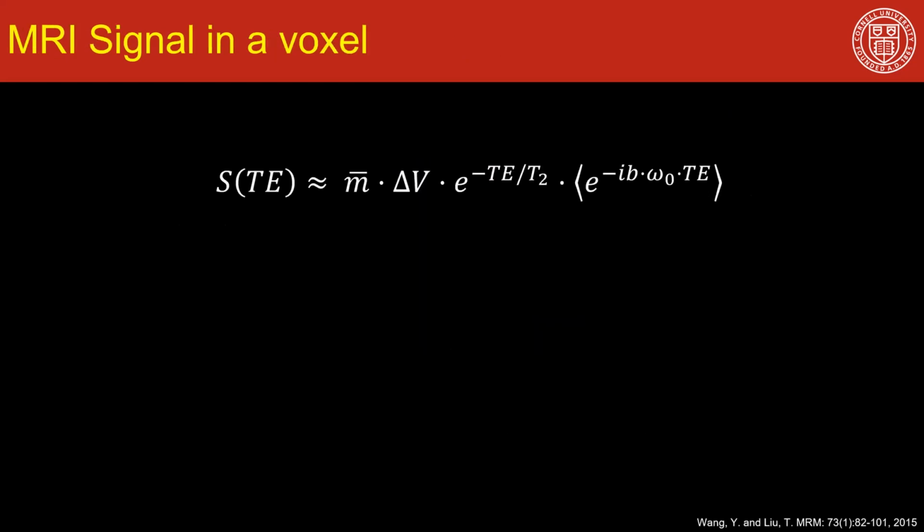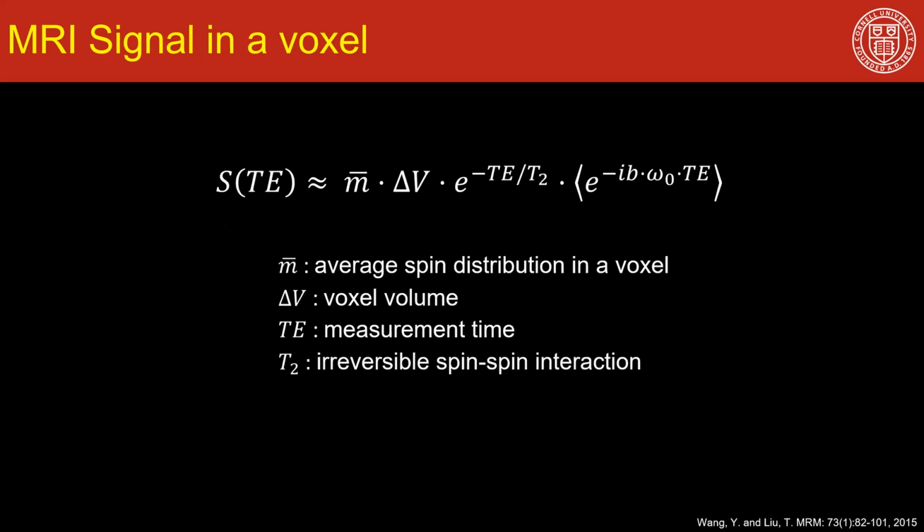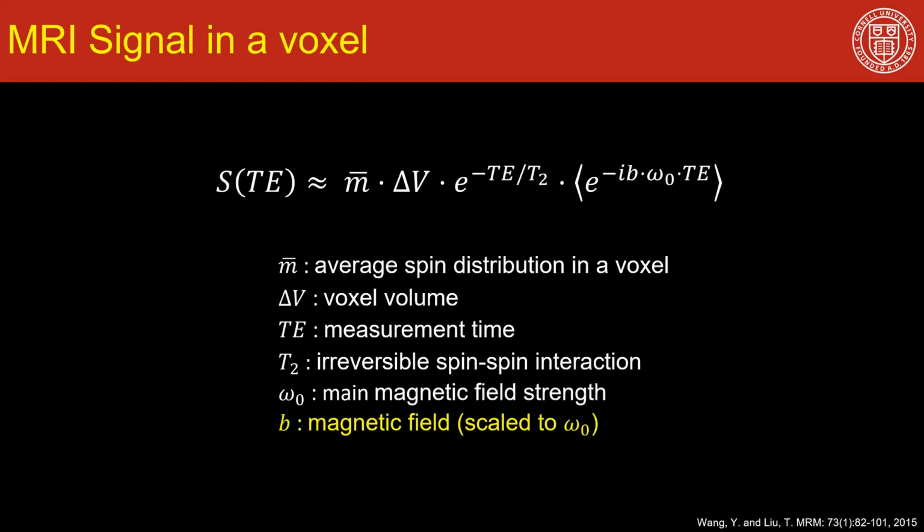Well, let's start from this MRI signal equation, which I will use as a starting point of modeling. M is the average spin distribution in a voxel, delta V is the voxel volume, t is the measurement time, echo time, and T2 is the signal decay rate caused by irreversible spin-spin interaction. Omega 0 is the main magnetic field strength, such as 3 Tesla. And lastly, b is the susceptibility field scaled to the main magnetic field omega 0. This b is important in this talk.